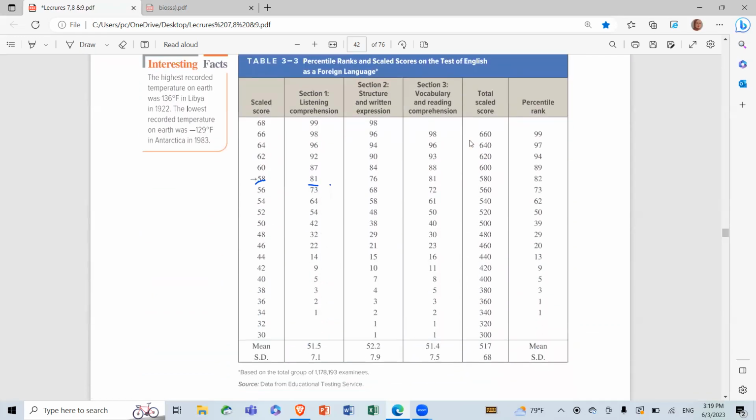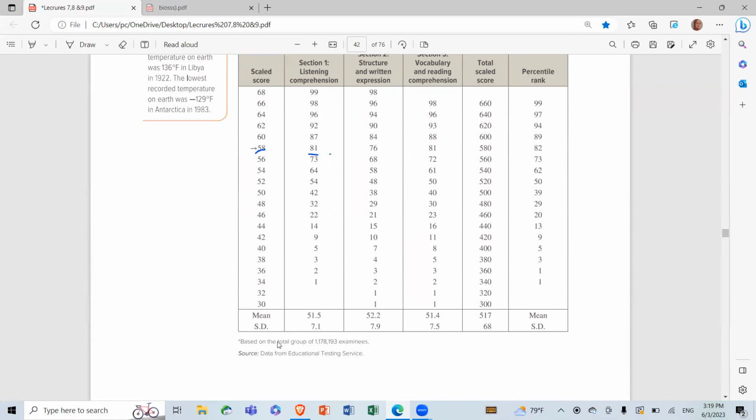Table: percentile ranks and scaled scores on the Test of English as a Foreign Language. Scaled score for section 1, section 2, section 3, then the total, and the percentile rank. We also have the mean and the standard deviation for sections 1, 2 and 3.